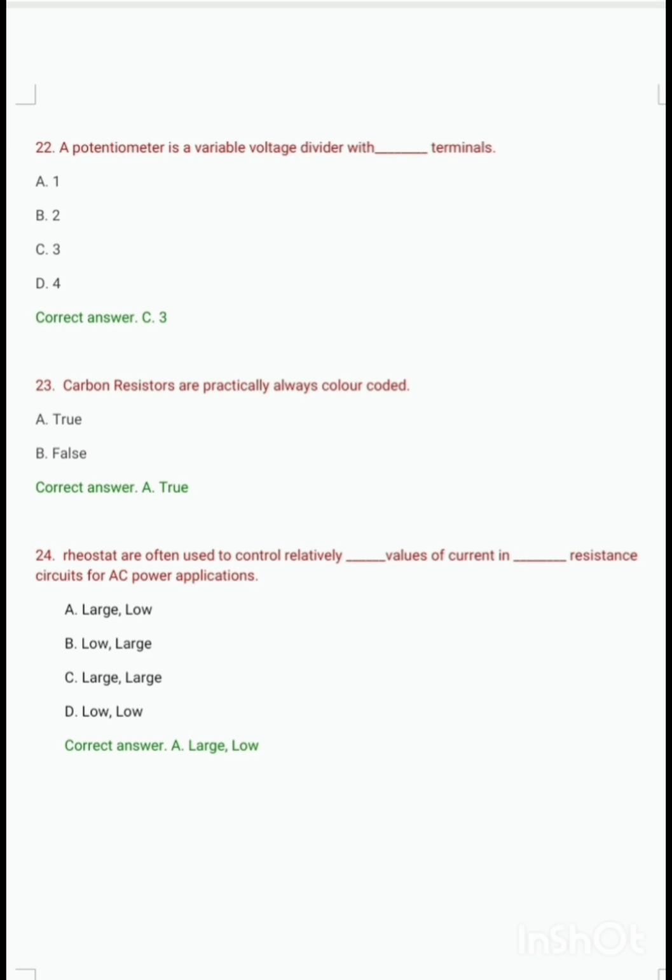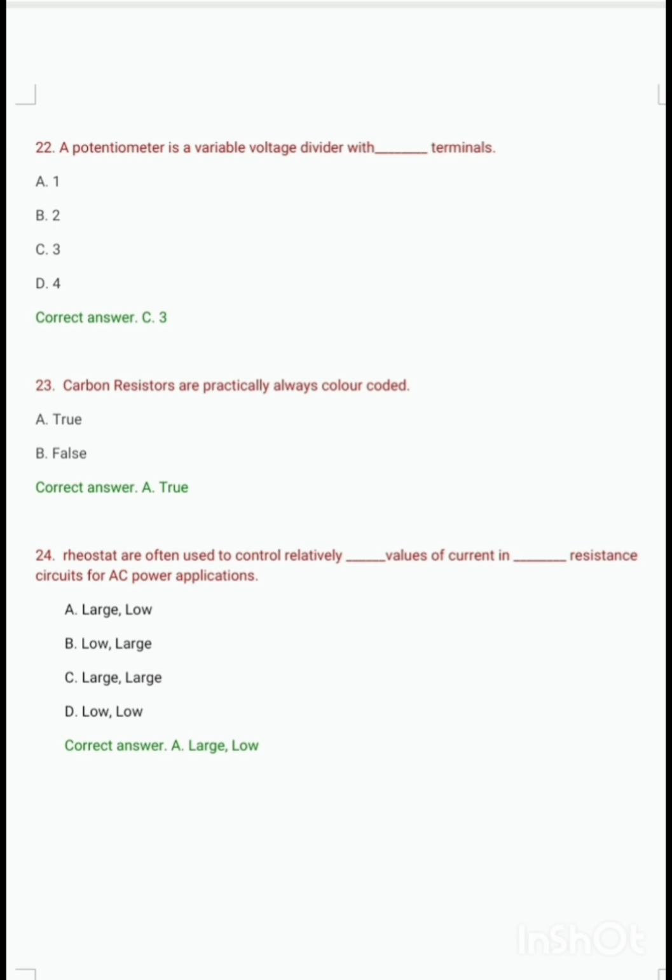23. Carbon resistors are practically always color-coded. A. True. B. False. Answer: A, true. 24. Rheostats are often used to control relatively values of current in resistance circuits for AC power applications.